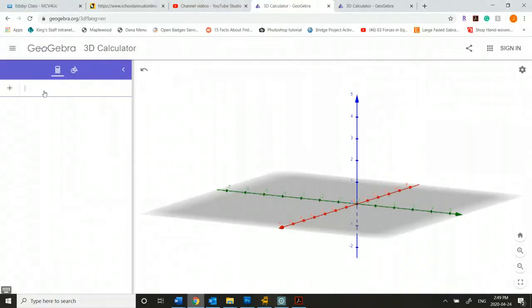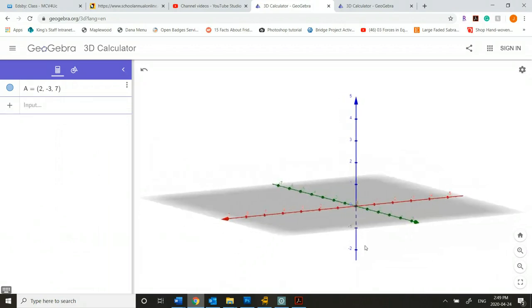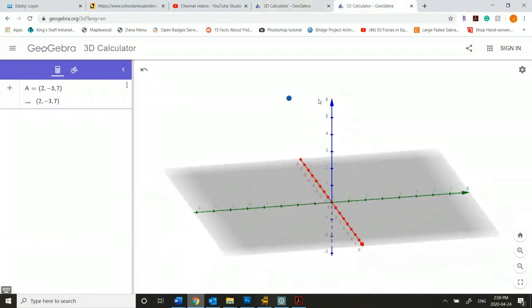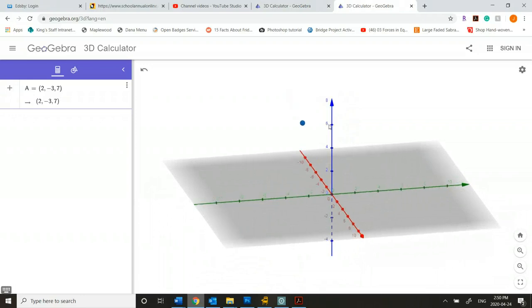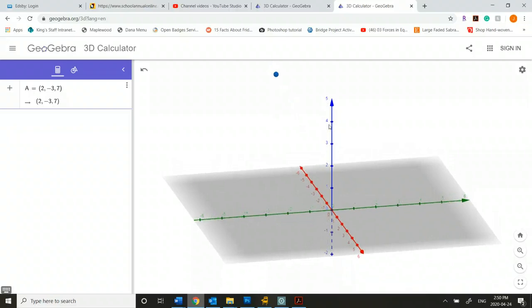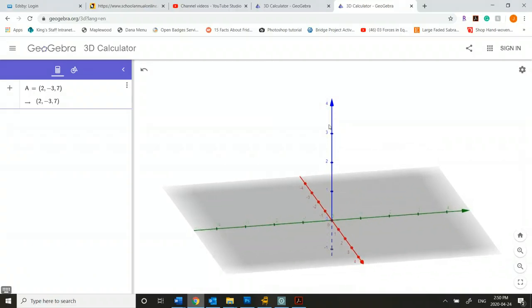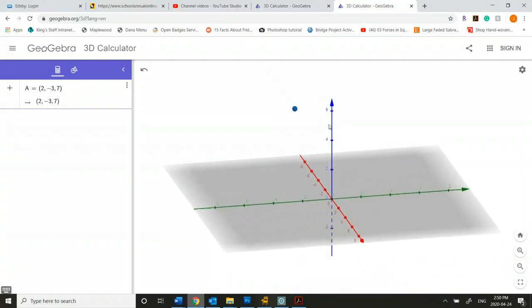2, -3, 7. To graph a point on Geogebra, simply type any letter, equals, and then open up your coordinate system. So 2, -3, 7, and then click off of it, and it should graph your point, which I'm not seeing here. There we go. It's just a little bit off my screen. We can zoom out a little bit. If you're zoomed in too far, you won't be able to see the point, which is, I believe, why I wasn't able to see that point previously.